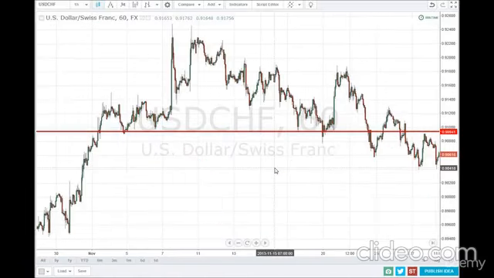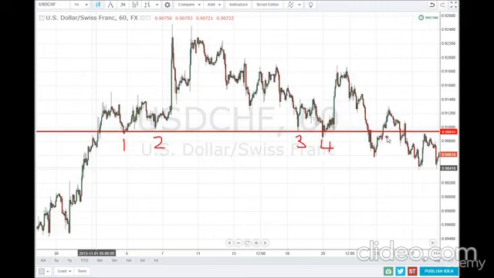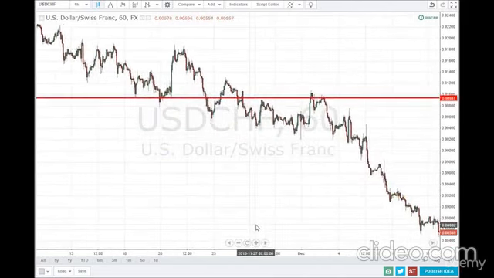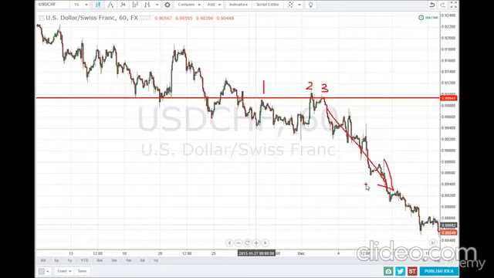This is the US dollar against the Swiss franc. We have a clear horizontal support. 1, 2, 3, and 4, but is eventually broken. If we move the chart forward, let's see what happens. Our support turns resistance, 1 rejection, 2 rejection, 3 rejections, and moves strongly on the downside.